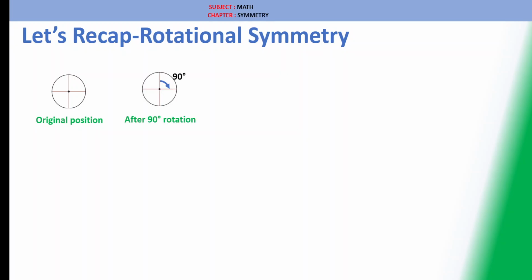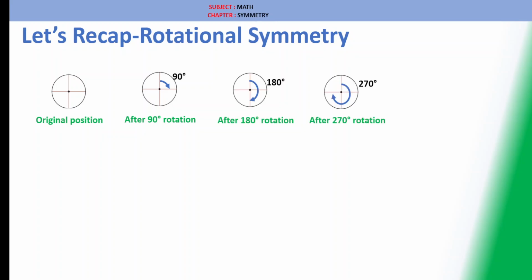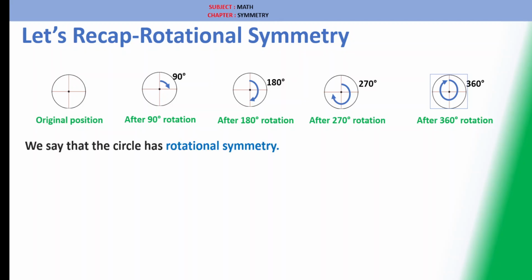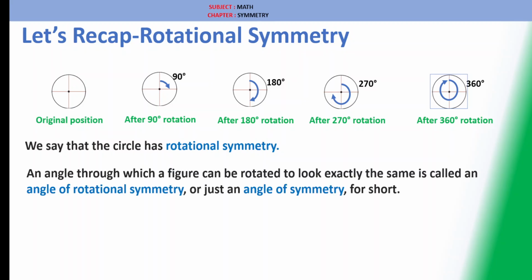If we rotate it by 90 degrees, this is the picture. If we rotate it by 180 degrees, it appears similar. After 270 also similar. After 360 degrees rotation also similar. We say that the circle has rotational symmetry.